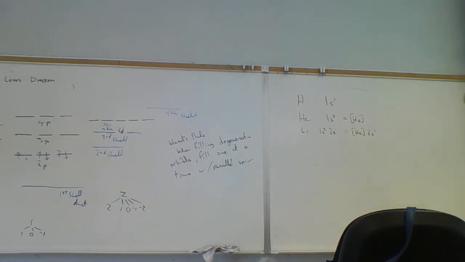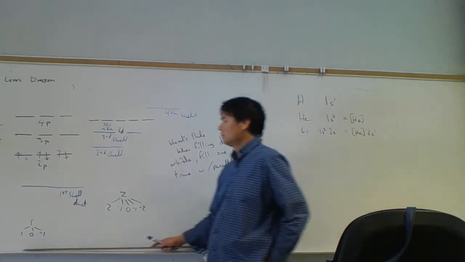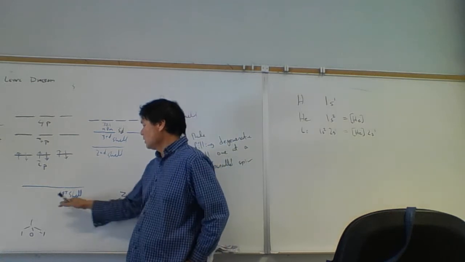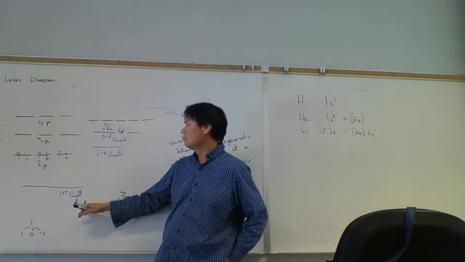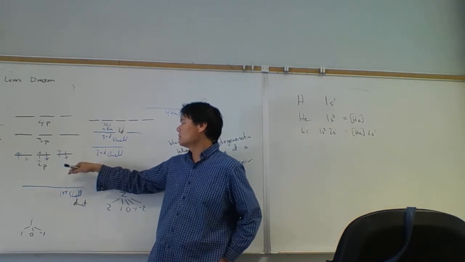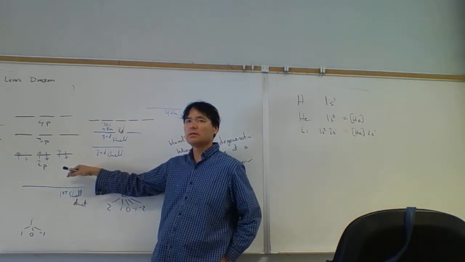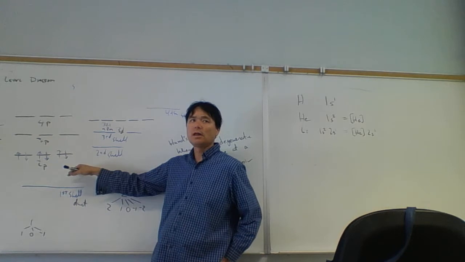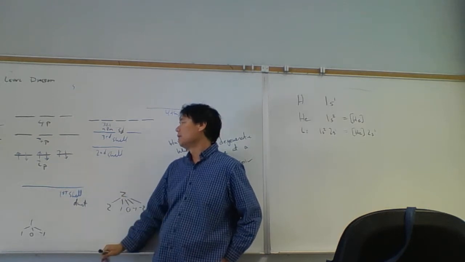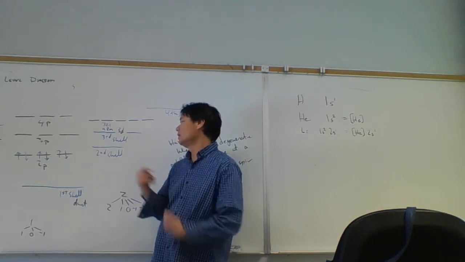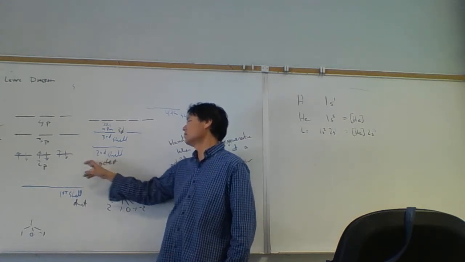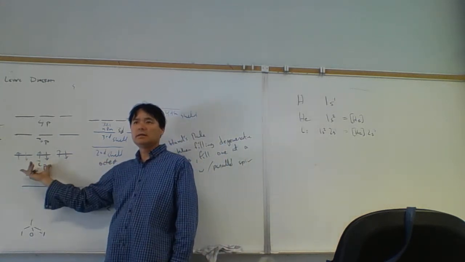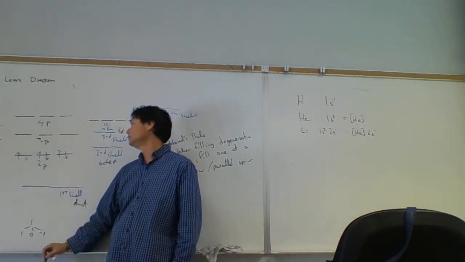Now, the shells have different capacities for electrons. The first shell only has a capacity to hold 2 electrons. We call it duet. The second shell has a capacity to hold how many electrons altogether? 8 electrons altogether. 8 electrons we call an octet. And so neon has an octet of electrons here in this second shell.